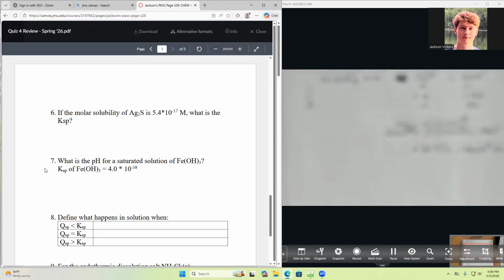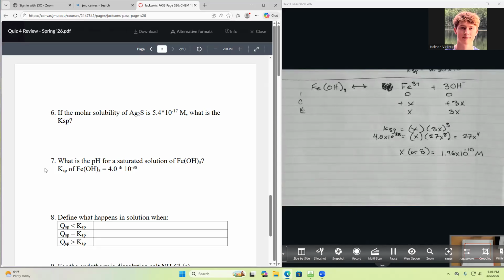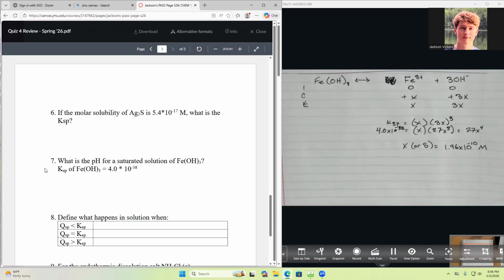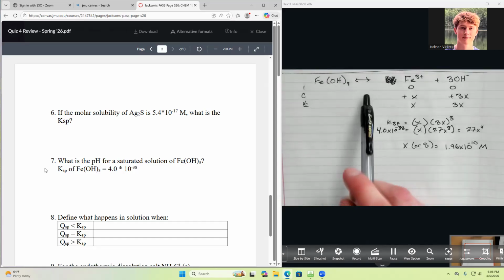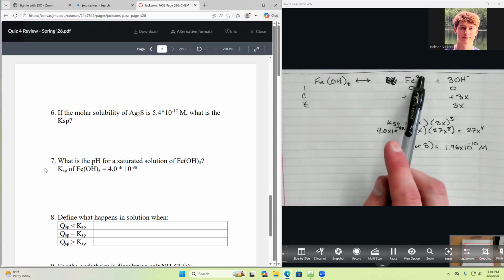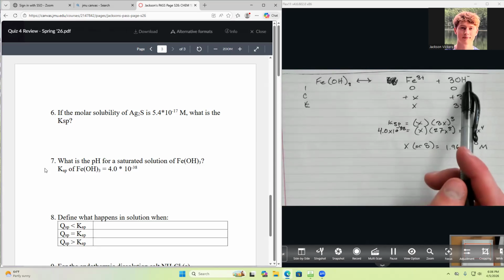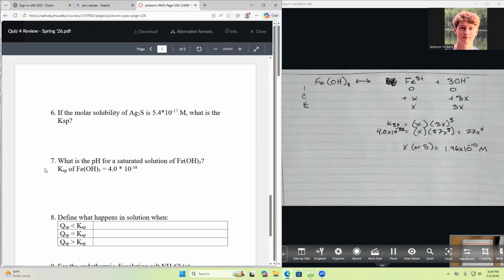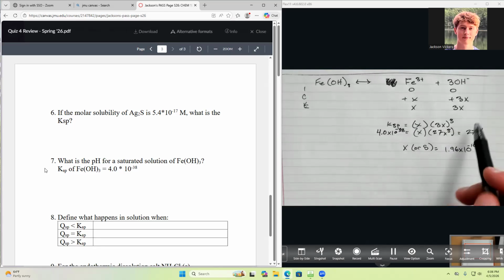I'll start working on this one with you guys. Don't look at it too differently from these other KSP problems we've done. We still have this thing that we're dropping into water. It's going to break up into the two separate ions, and we know this is going to balance into Fe3+ and 3 hydroxide ions. If we were doing an ICE table, we would do plus X, plus 3X, X, 3X at equilibrium. And then from there, we can use that KSP to solve for solubility.